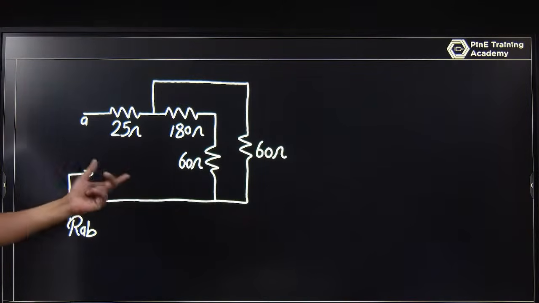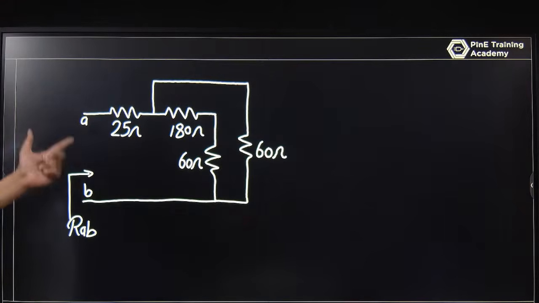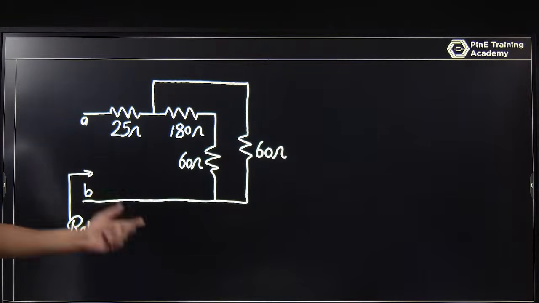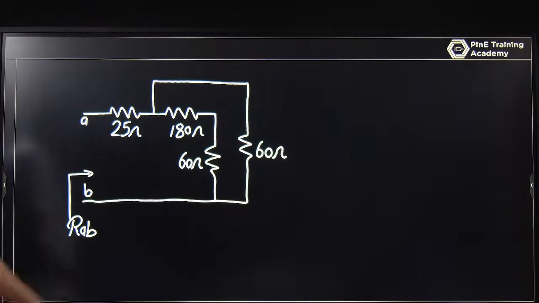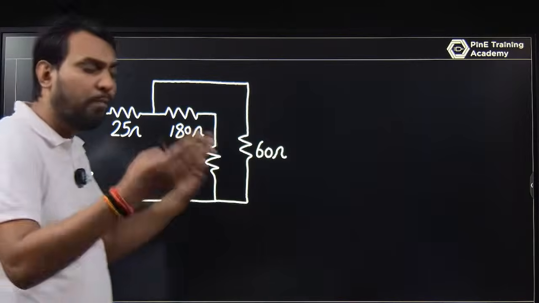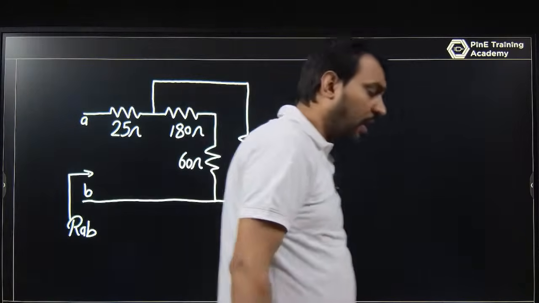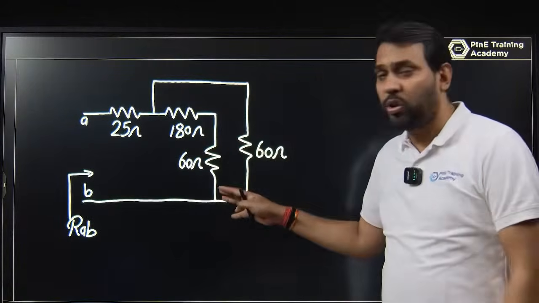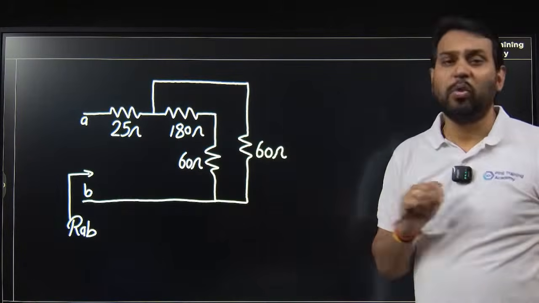Okay, just analyze this question. You have A and B, and across AB you are determining what is RAB. I am focusing on what is the R equivalent. R equivalent is very important. R equivalent or C equivalent, yeah, impedance equivalent. We will talk about that. Now we are discussing R equivalent. We will discuss the C equivalent also.